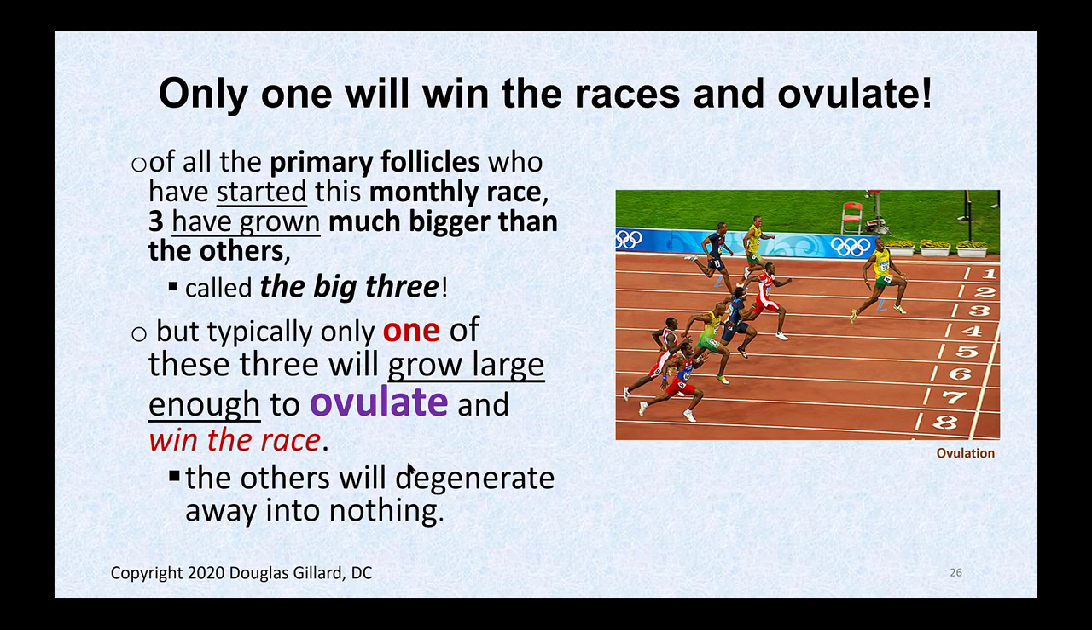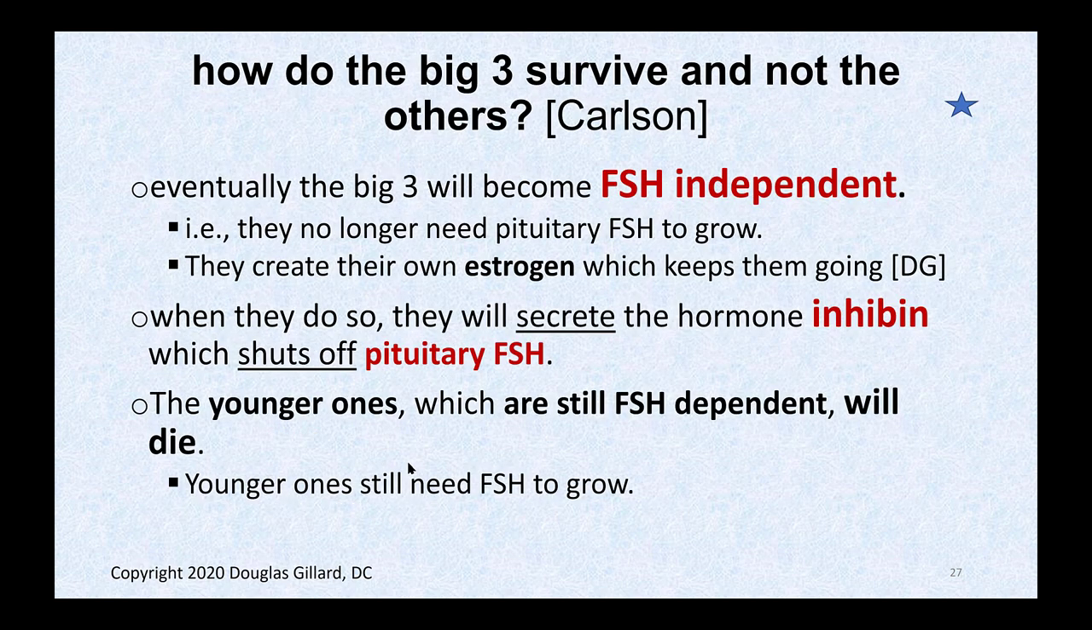All right, so only one wins the race. So we're racing, and we're racing. Around day 14 or so, there are three that have gotten really, really big. Three primary follicles. Actually, we're secondary follicles at this point. But three have gotten much, much bigger. But only one of these will win the race and be able to ovulate. The others will degenerate away. So the question is, how do the big three survive and not the others?